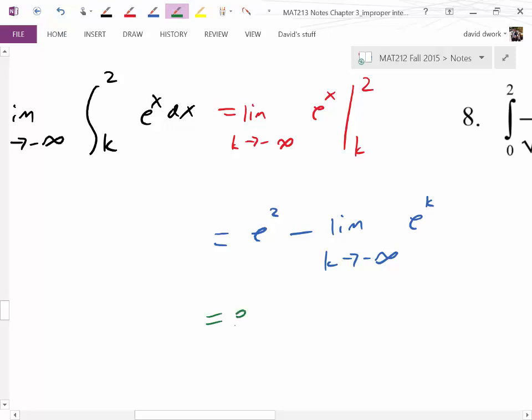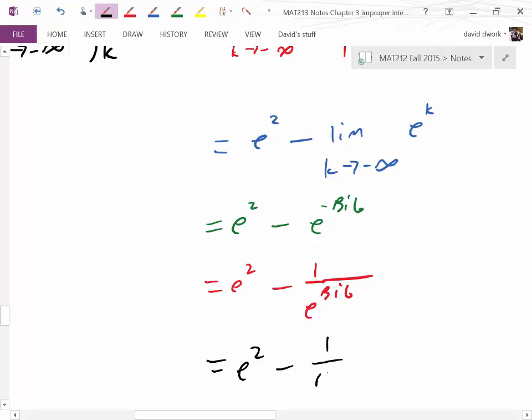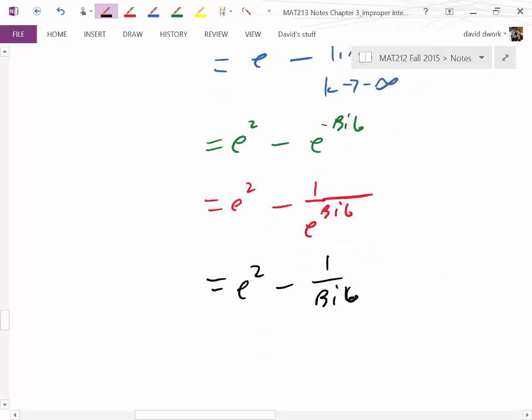E to the second is, well, that's e to the second. And when I go ahead and substitute this in, this is going to be e to the negative big. And whenever we do that, that's going to be a negative exponent, always drops it down to the denominator. And you may have recognized this from before. Hopefully you're recognizing that e to the something big is something big. And 1 divided by something big is 0. So therefore, the answer to this is e squared. And it converges.